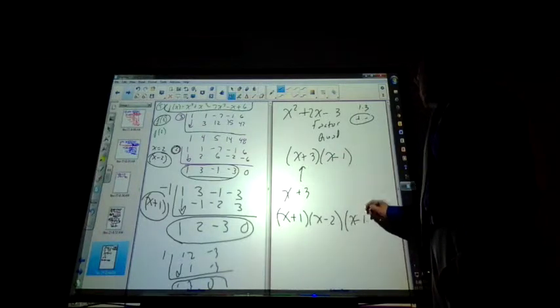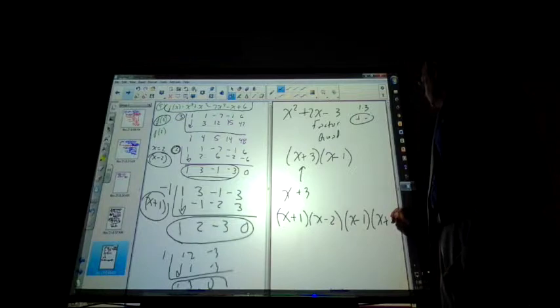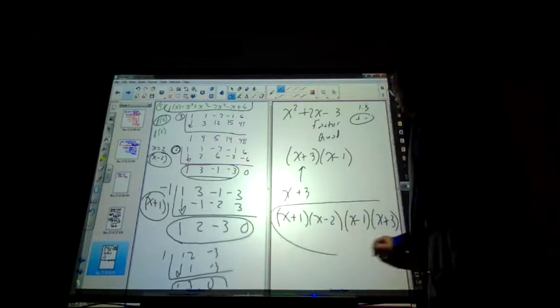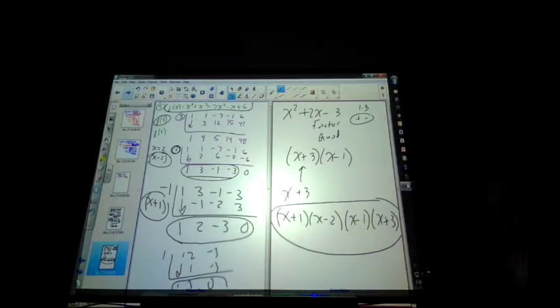(x minus 1)(x plus 3). So if I were to take this and FOIL it all back together, I'm going to get x to the 4th plus x to the 3rd minus 7x squared minus x plus 6. And that's how you would go about doing that particular problem. Did I answer everything? Okay, cool.